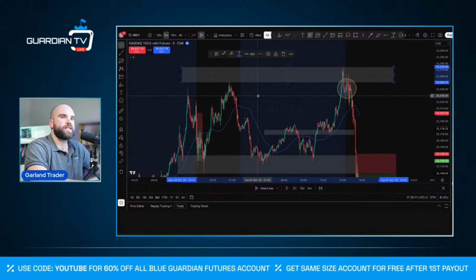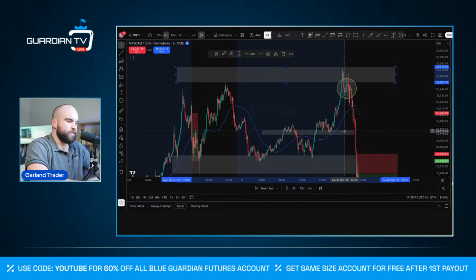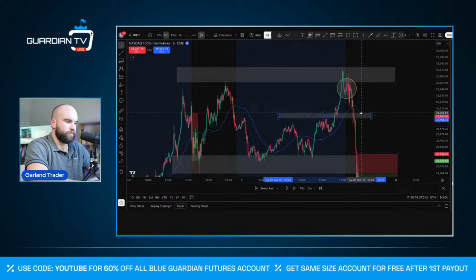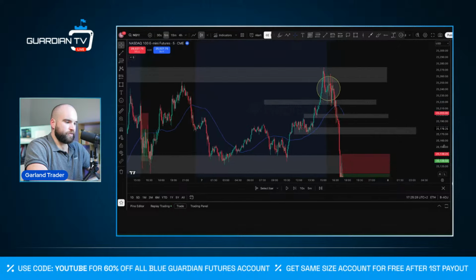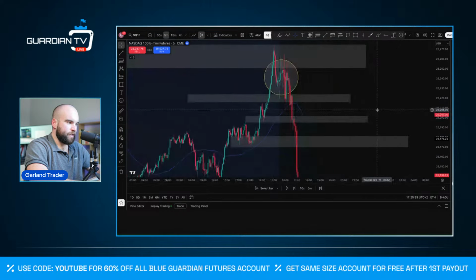Okay, but why not sell in the second level? So you see this level over here. There was a level here, there was a level here, and there was a level here. Why did I not sell here? Why did I not sell here? Why did I not sell here? Okay, there's a good reason why I didn't sell in either of these zones.